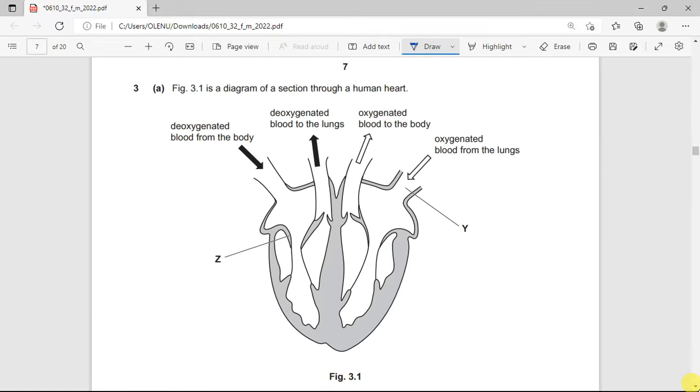Now we have figure 3.1, a diagram of a section through a human heart. So if you look at this human heart, first you should label the parts. That's the first thing you should do. Now the blood vessel that brings oxygenated blood from the lungs back to the heart is the pulmonary vein.